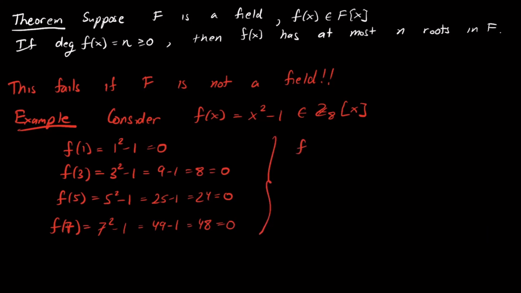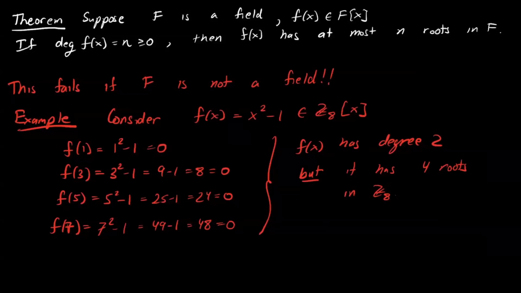So the thing is, f of x has degree 2. But the important thing is it has 4 roots in Z mod 8, right? So if we're not working over a field, we can't really predict how many roots the polynomial is going to have. Or at least we can't put an upper bound on the number of roots necessarily.